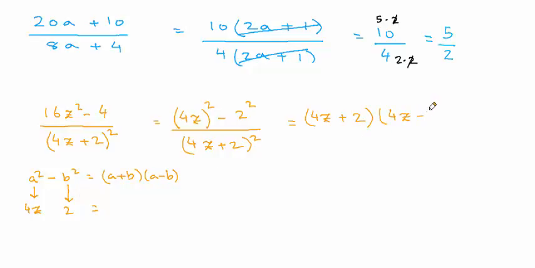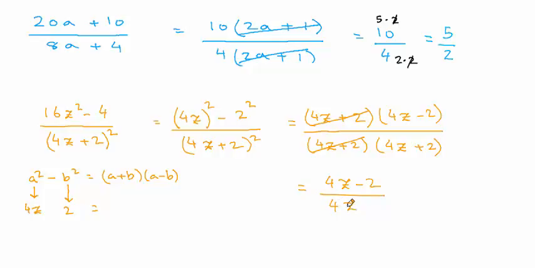So we have (4z plus 2)(4z minus 2) on the top over (4z plus 2) whole squared, which, like I said, means 4z plus 2 is being multiplied with itself: 4z plus 2 times 4z plus 2. The numerator has two factors, 4z plus 2 and 4z minus 2. The denominator's two factors are both 4z plus 2. So we can cross off a 4z plus 2 on the bottom with a 4z plus 2 on the top, and the final answer is 4z minus 2 over 4z plus 2.